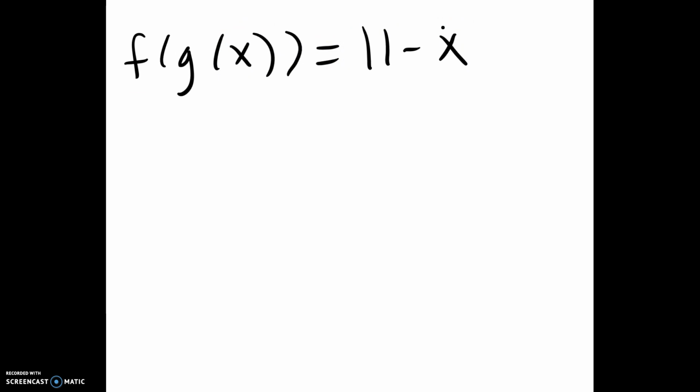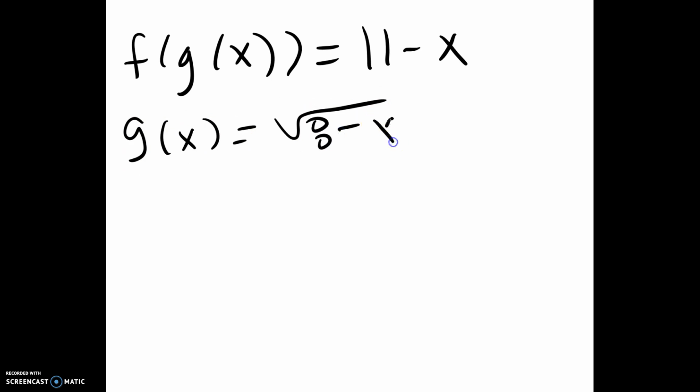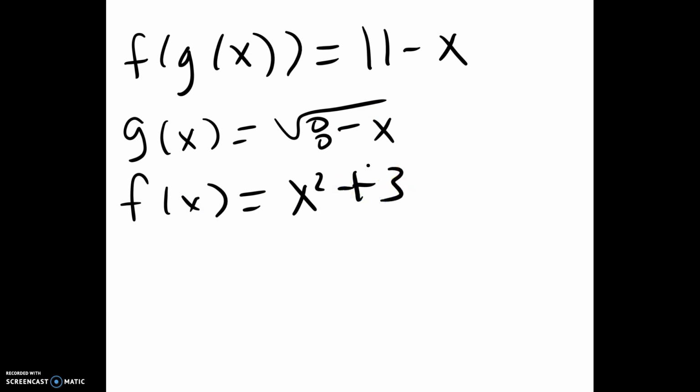First, we need to remember what g of x was defined as. G of x was the square root of 8 minus x, and f of x was x squared plus 3. Let's talk about the domains of each one of these. First, let's consider the domain of f of x. The domain of f of x, there are no restrictions. We can input any number that we want into f. We can square it and add 3 and get out a real number. So the domain of f would be all real numbers.